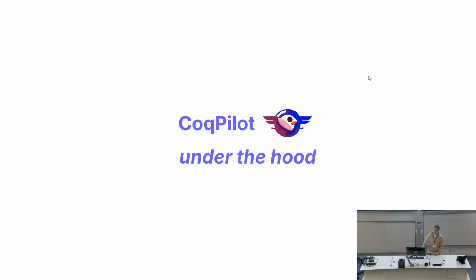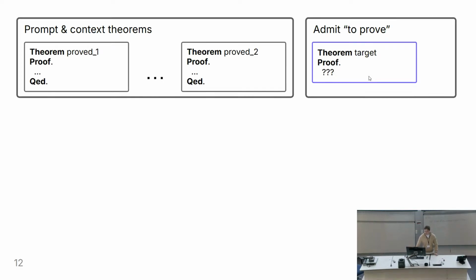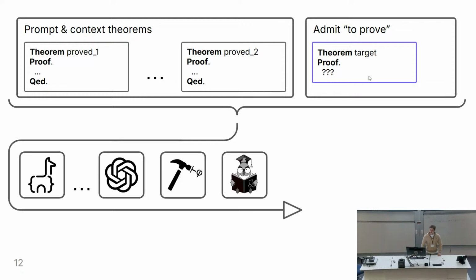So let's now dive deeper into how our plugin works under the hood. So on an example of one single admit, what do we do? We analyze the file where it was run and collect useful information such as already proven premises, proven theorems, combine it with the information with the proof state which was extracted at the point of the admit, and send it to a bunch of services that can generate completions.